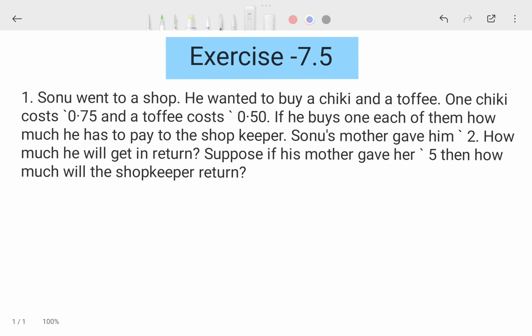This chapter is somewhat complicated, but this is our last exercise, and if you have any doubt or confusion in this exercise, don't worry about it. I will make this exercise very easy and very clear to you.